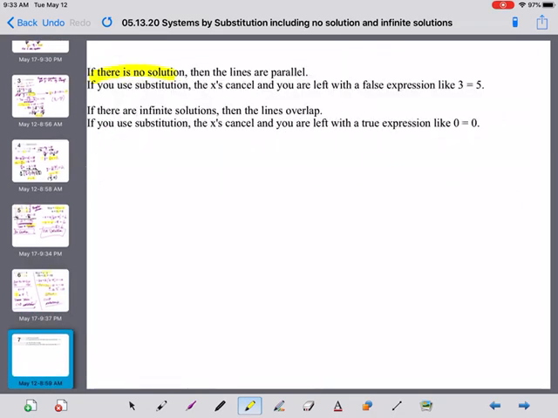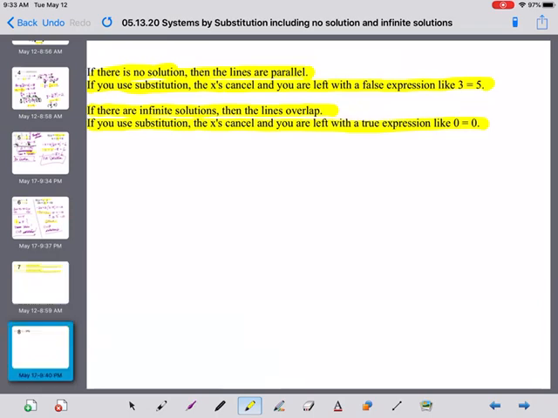So to summarize, if there is no solution, then the lines are parallel. If you use substitution, the x's cancel and you are left with a false expression like 3 equals 5. If there are infinite solutions and the lines overlap, if you use substitution, the x's cancel and you're left with a true expression like 0 equals 0.